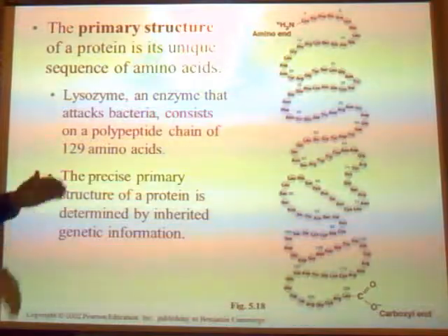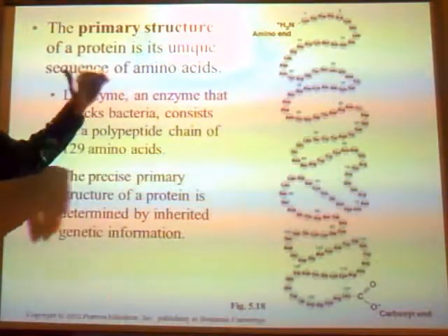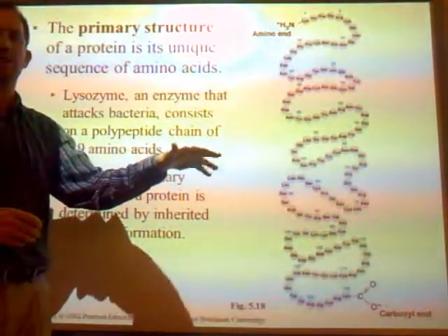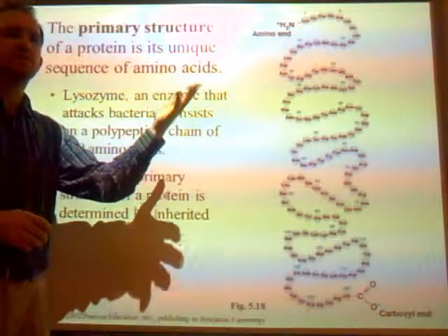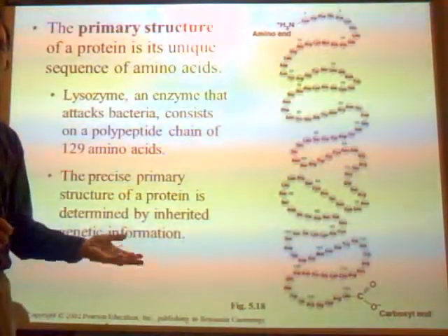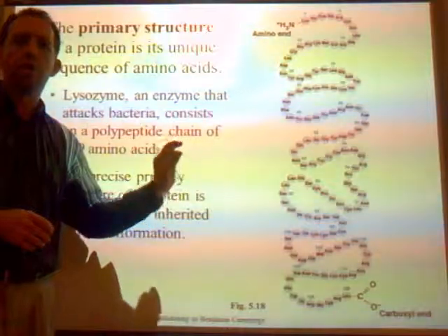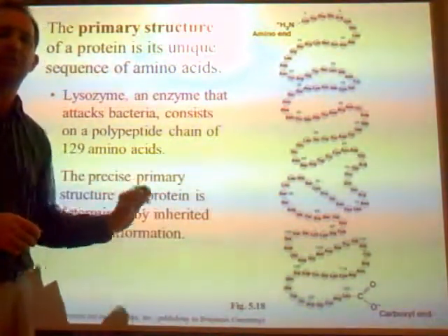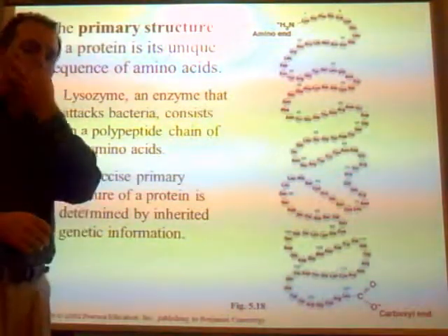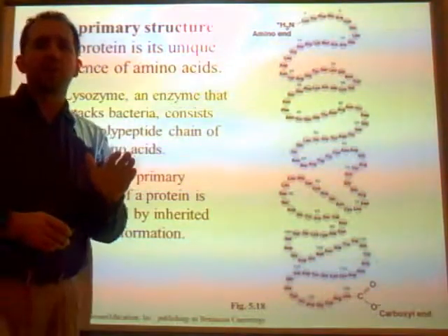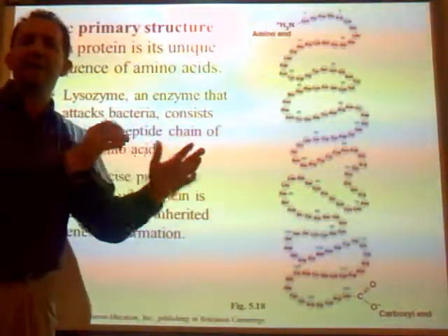Primary structure. This is very simple. The primary structure of a protein is simply the sequence of the amino acids. What order are the amino acids actually in? Kind of like a train. Okay? If we have, let's say we have 5 cars.